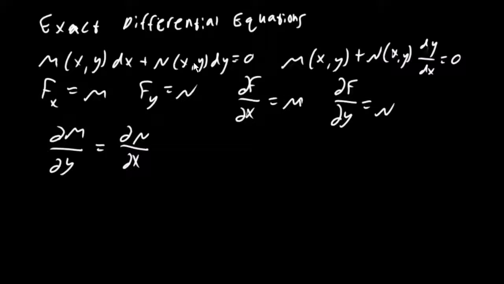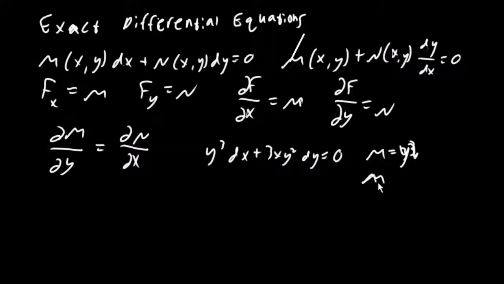And so let's go through an example with this. So an example of this is seen by the differential equation y cubed dx plus 3xy squared dy is equal to 0. And so let's see, our m is going to be y cubed. We still have to determine whether or not the equation is exact. And our n is 3xy squared.